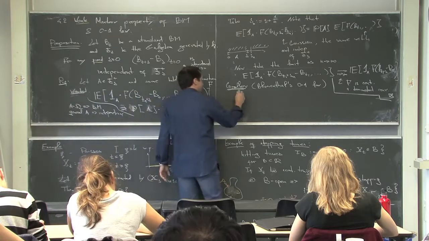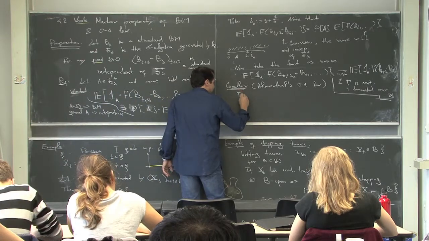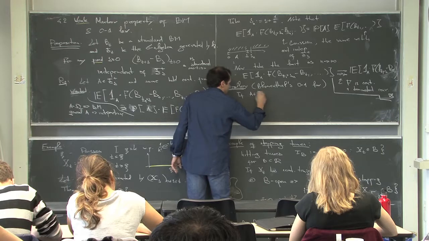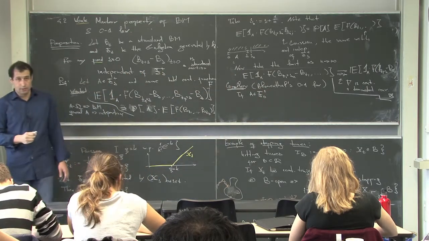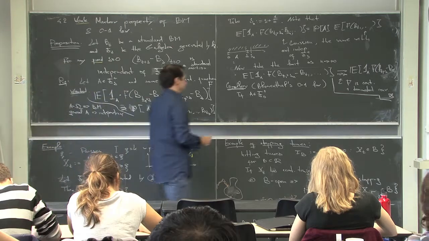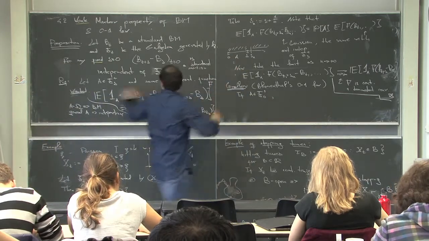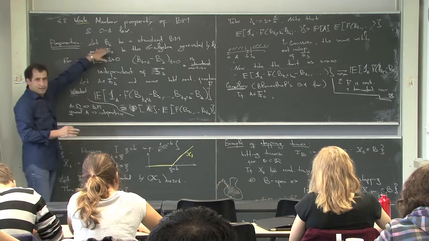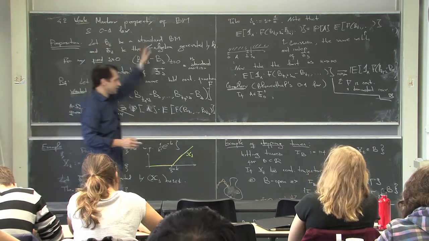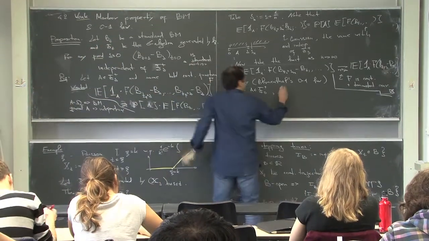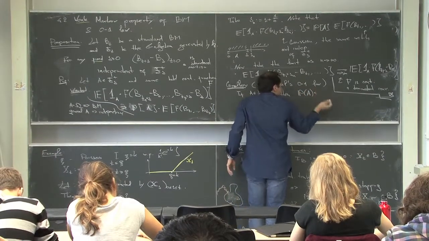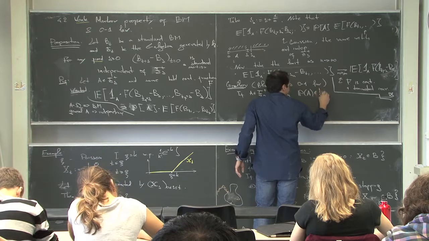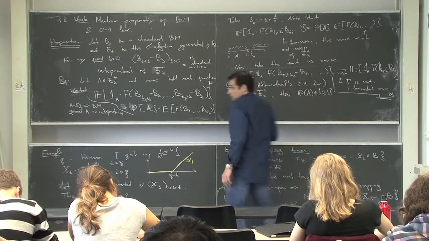Okay, what's that? If some event is in F0+, in the conditions of this proposition, so Ft is the filtration generated by the Brownian motion, then it must have a trivial probability, either 0 or 1.